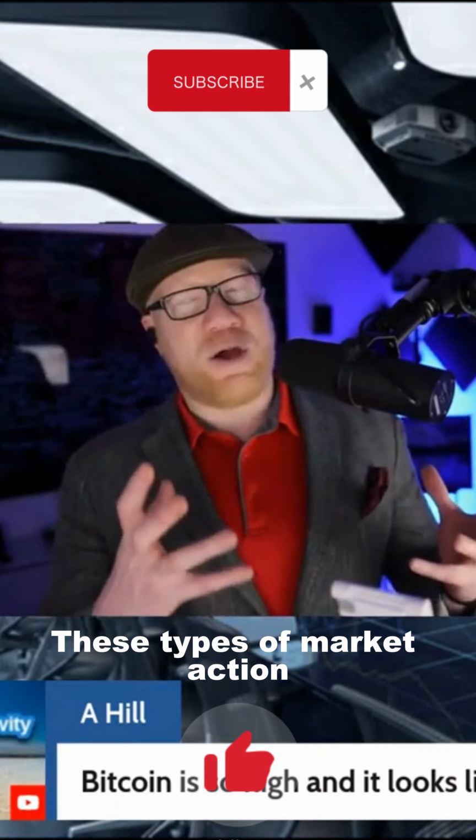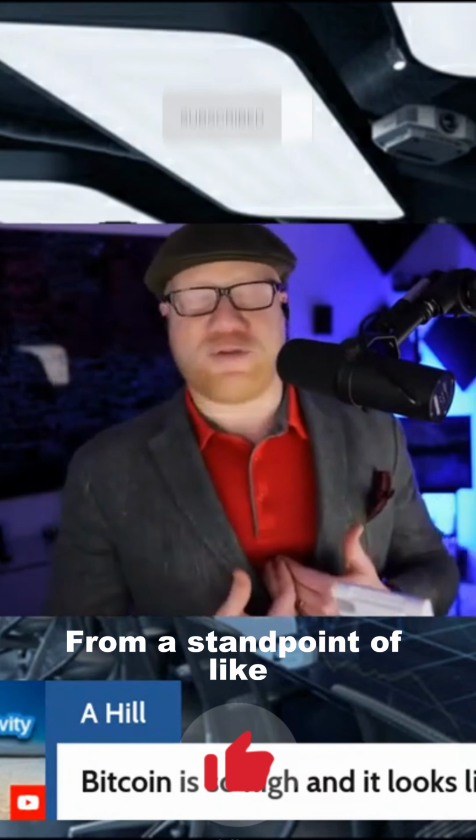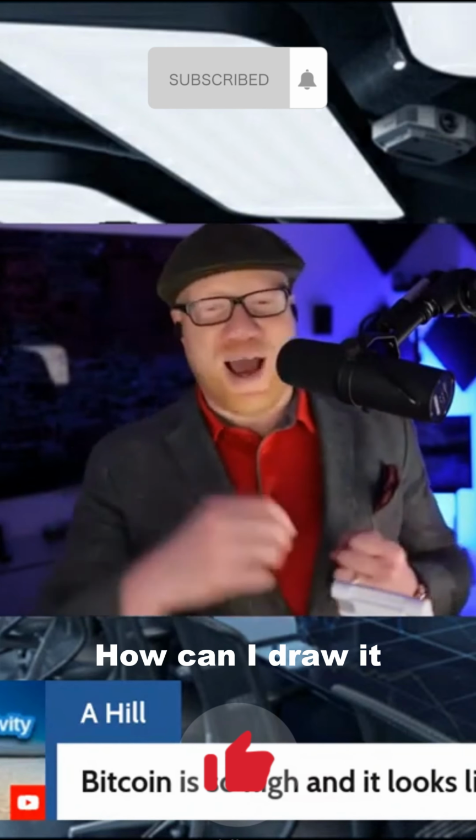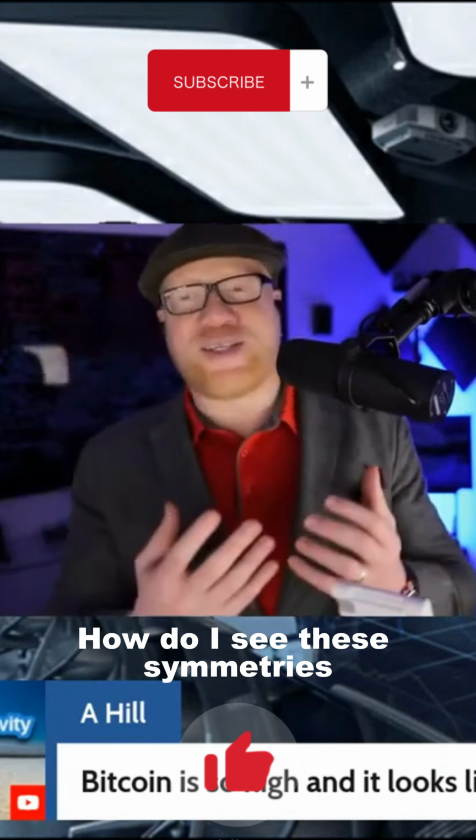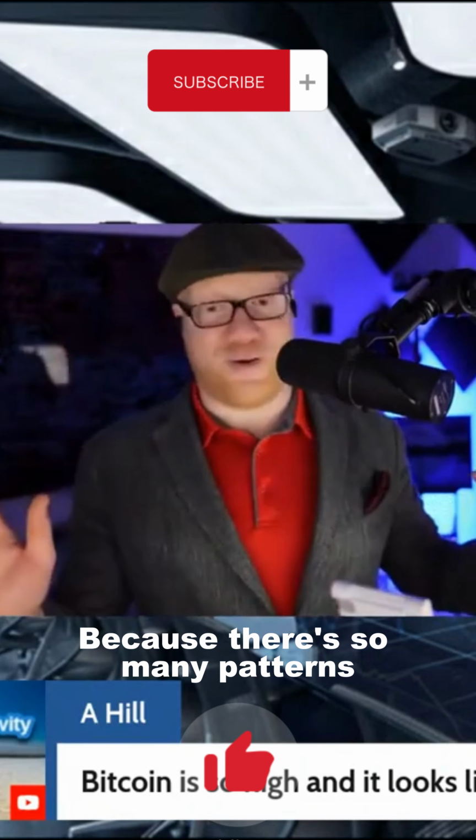These types of market action, but from an intuitive standpoint, from the standpoint of like, how do I actually grab it? How can I draw it? How can I visually see it? How do I see these symmetries? Because there's so many patterns. Okay, we're just getting started.